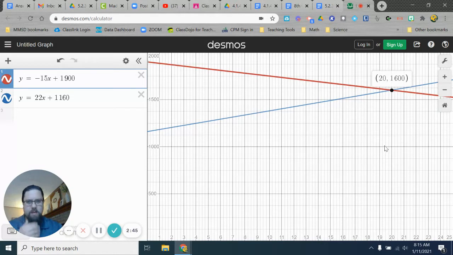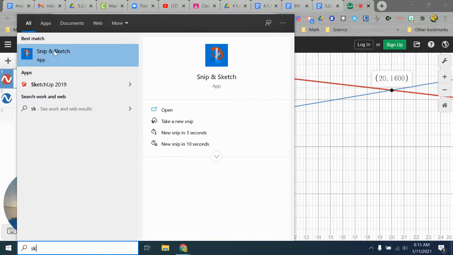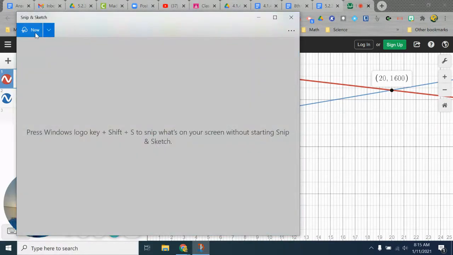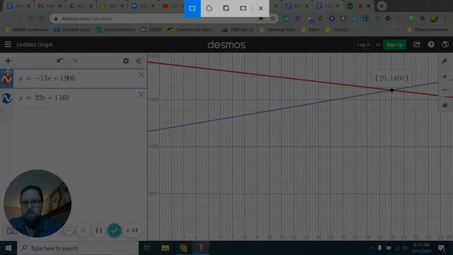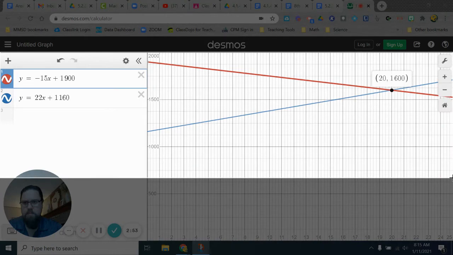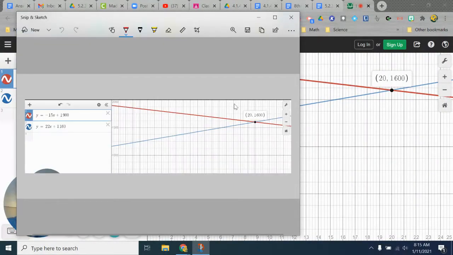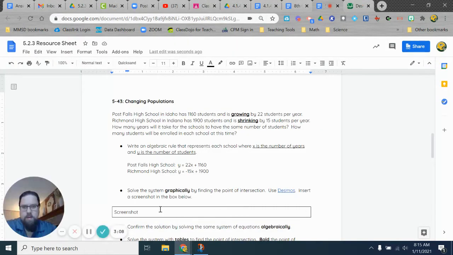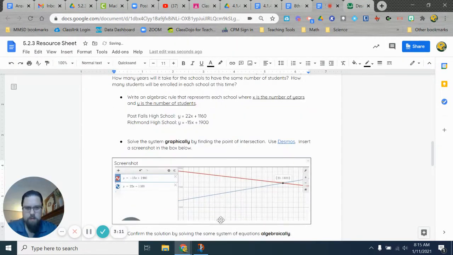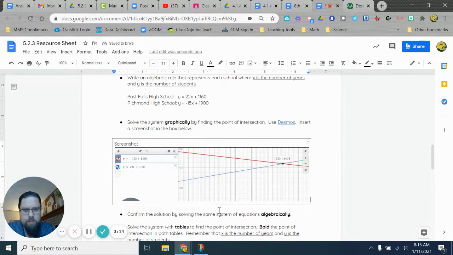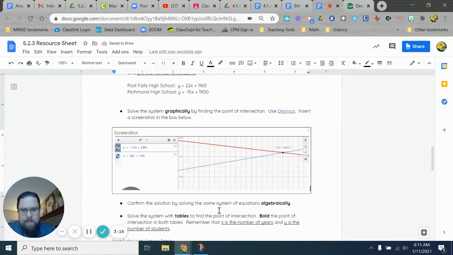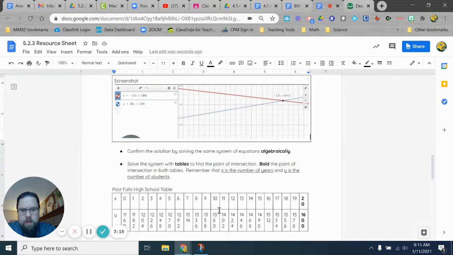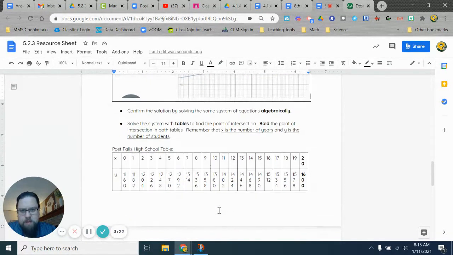Okay, so I need to take a screenshot of this. Copy it over and paste it into the assignment. And there we go. I can see both rules. I can see the point of intersection. Okay. So I'm just going to skip down to the table, and then we'll do algebraically last.